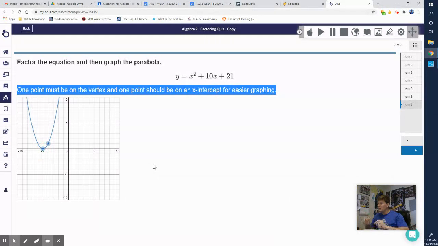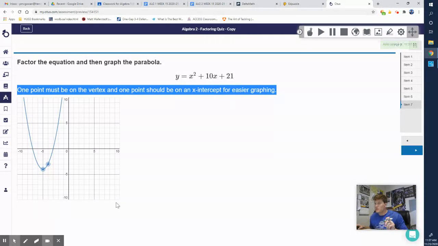Now with negative 5, we're going to plug that back in and find the y value so we can get the vertex. So I have negative 5 squared, which is negative 5 times negative 5, which is 25. 10 times negative 5 makes negative 50 plus 21. Negative 25 plus 21 makes negative 4. So we want to be at negative 5, comma negative 4.